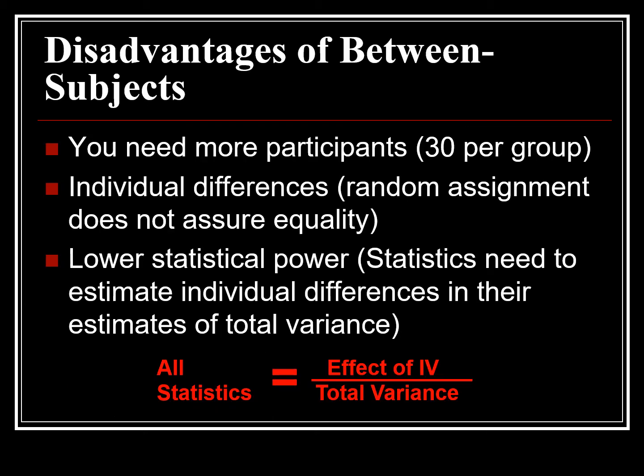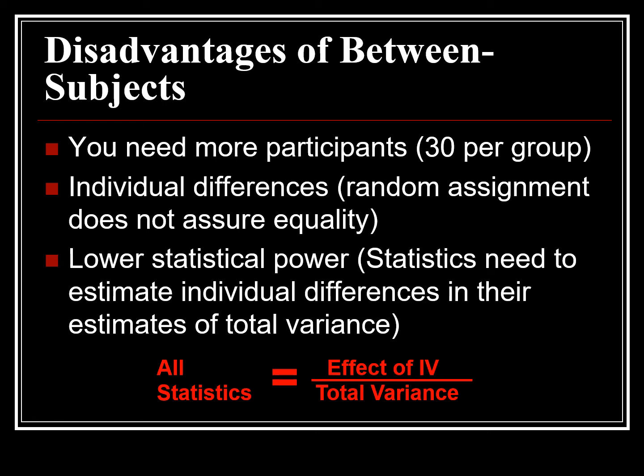The disadvantages of between subjects designs, one of them is participants. You need more. So basically, we've been talking about various different rules of thumb with various studies, but broadly speaking, always more is better. About the minimum you would ever want to run in a between subject design would be maybe 10 participants per condition. And if you have 3 conditions, that means you need 30 participants.